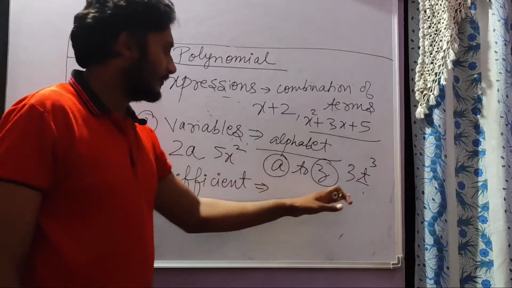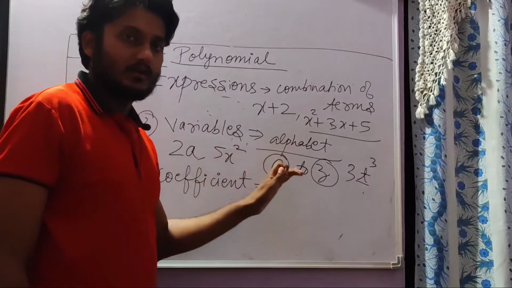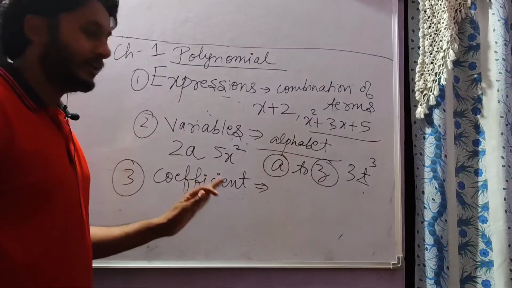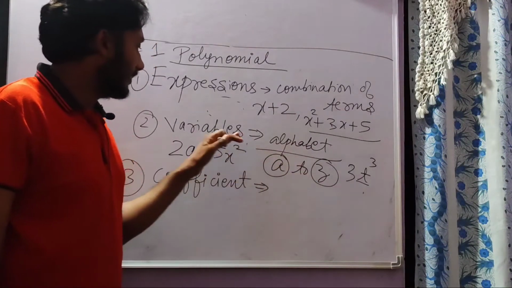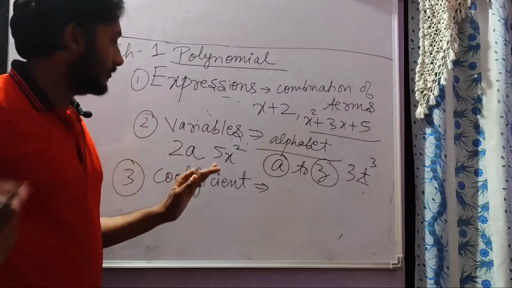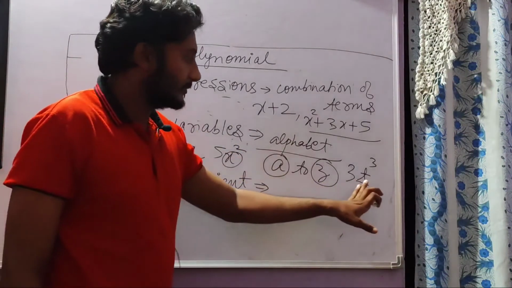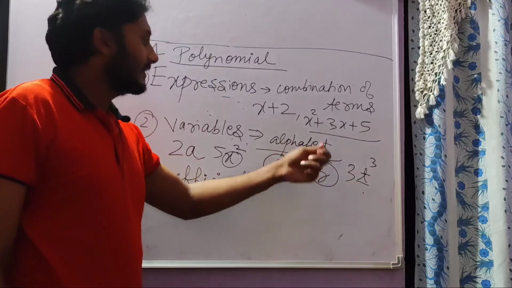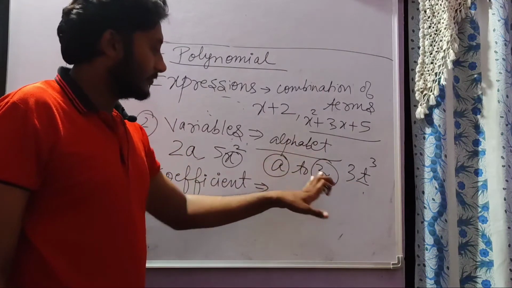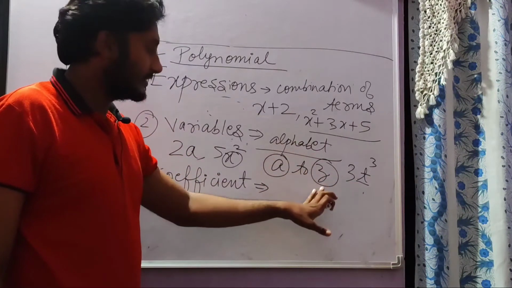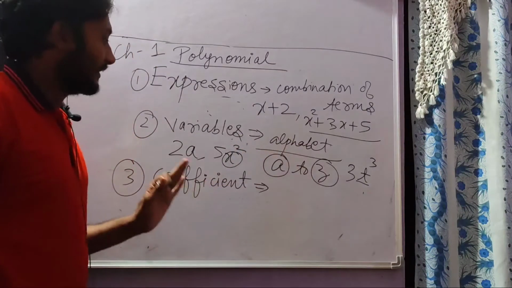Any alphabet from A to Z, all 26 alphabets, can be a variable. Mostly we will find a, x, y, z. But any alphabet can be the variable. So it's not always that x will be the variable. A is also a variable, z is also a variable, t is also a variable, p is also a variable. So we can have 26 variables.